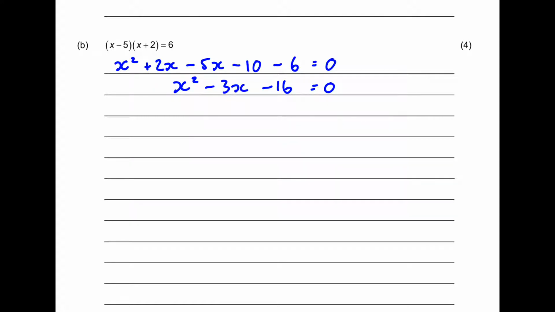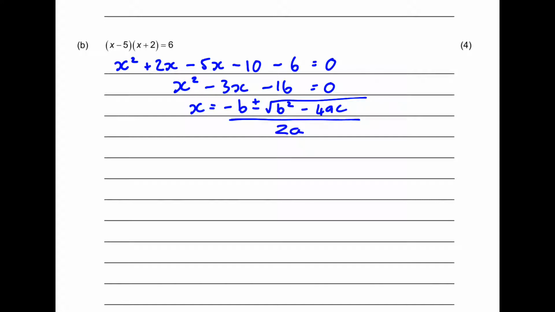Now, ideally, we would like to factorize this into 2 brackets, but you'll see that there aren't any factors of 16 that will add and subtract to give us 3. Our factors of 16 are 16 and 1, 8 and 2, and 4 and 4. So that means we'll be using the quadratic formula here. It's not necessary to write out the formula because it is given to you, so you don't get a mark for that. But for the walkthrough, I'm going to add that in just so that you are sure where it comes from.